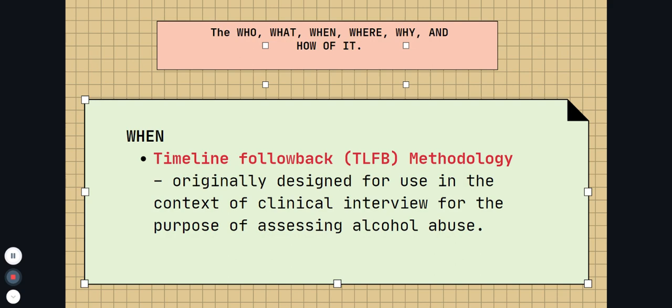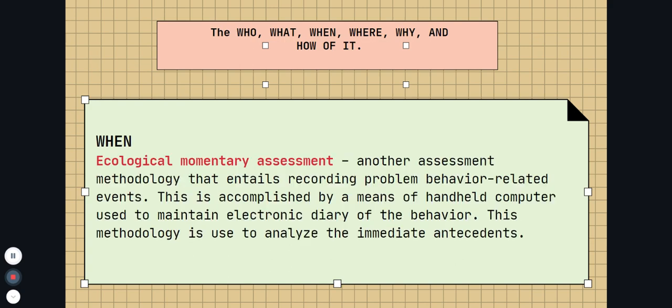So the timeline follow back methodology. Originally designed for use in the context of clinical interview for the purpose of assessing alcohol abuse. In here, respondents were presented with a specific calendar time period and asked to recall aspects of their drinking. So this is timeline follow back, from the word itself. The respondents or the client are given a calendar time and asked to recall their patterns of thinking.